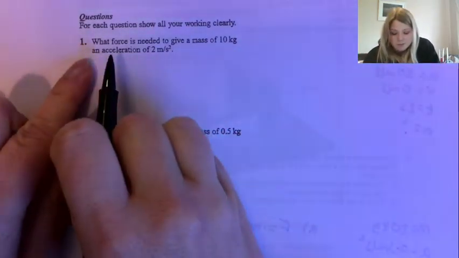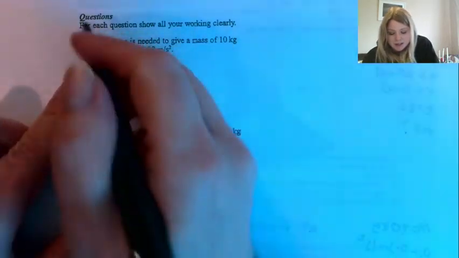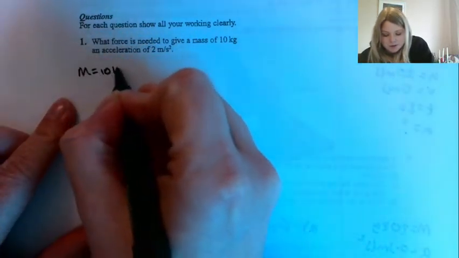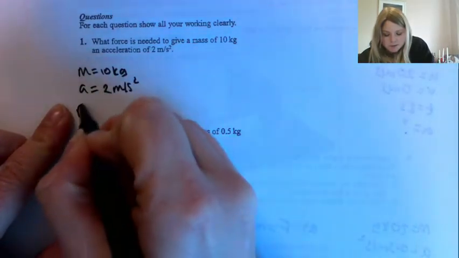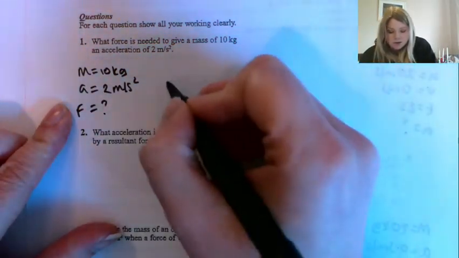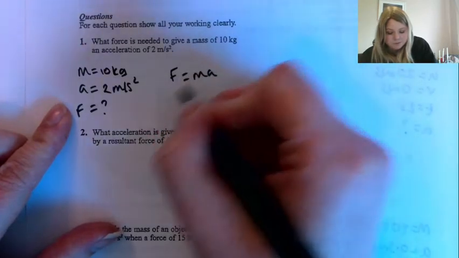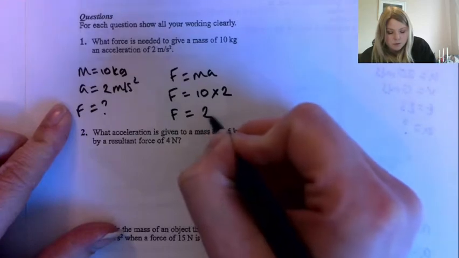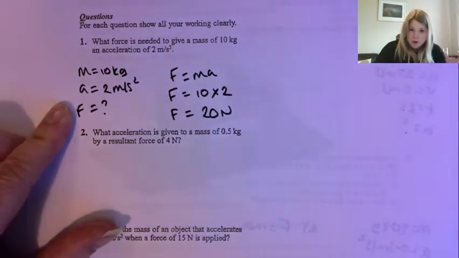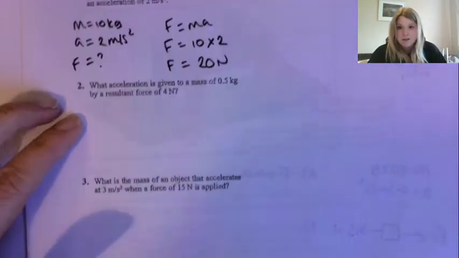So for question 1, what force is needed to give a mass of 10 kilograms an acceleration of 2 meters per second squared? So that's just F equals ma. Mass is 10, acceleration is 2, so 20 newtons for that one. So you be marking your work here for me, please.